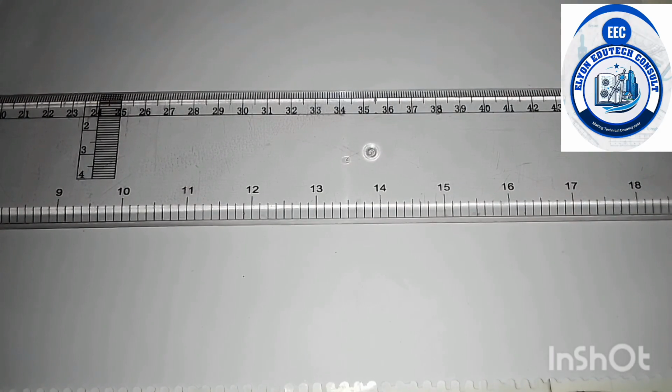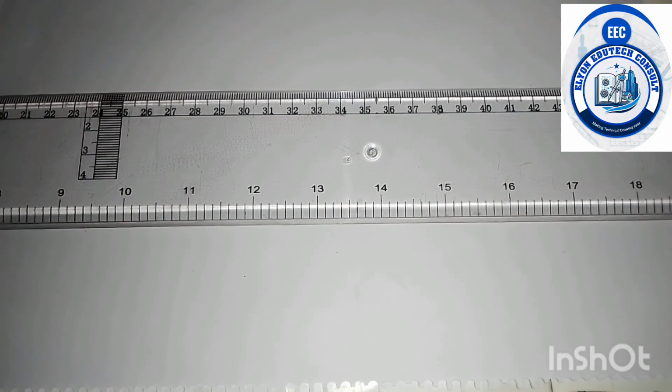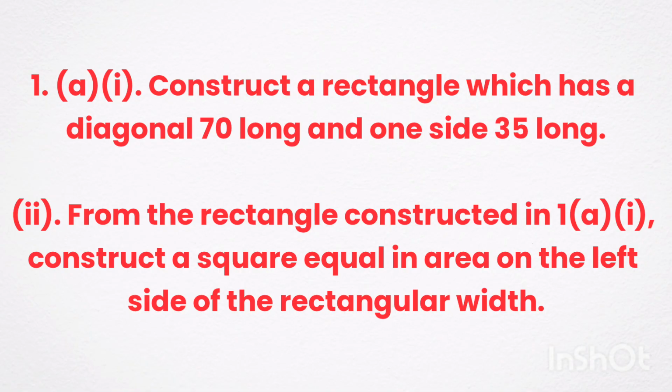Now I'm going to be solving the just concluded technical drawing WASSCE 2026 exam. So I will begin with question 1. Question 1A, Roman figure 1, says construct a rectangle which has a diagonal 70 long and one side 35 long. Roman figure 2. From the rectangle constructed in 1A, Roman figure 1, construct a square equal in area on the left side of the rectangular width.